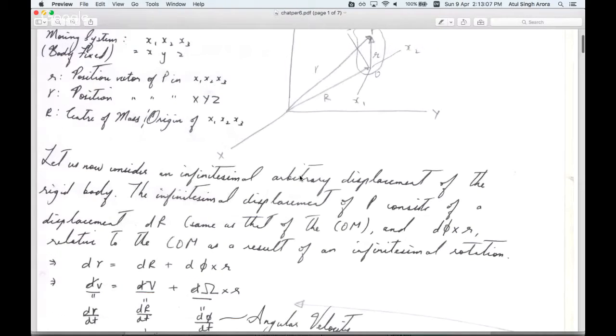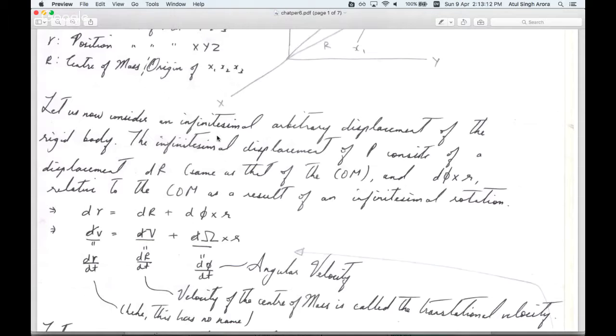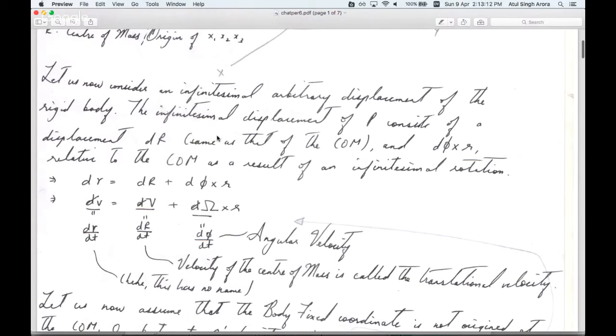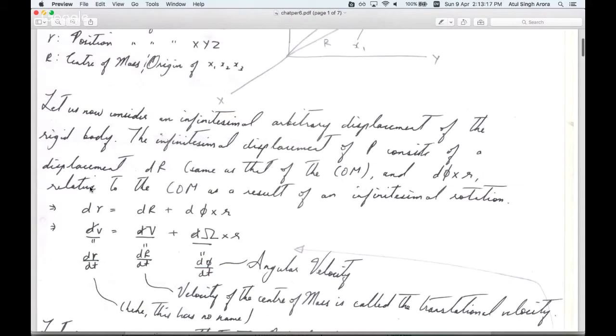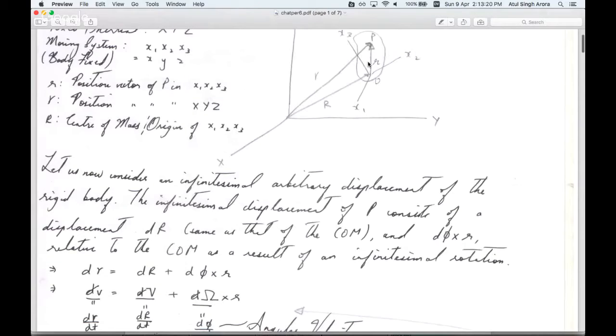Okay, so now let us consider an infinitesimal arbitrary displacement of the rigid body. And when we do that, we can write it as dr. So this is how these vectors are related. So we already know that you can write small r as capital R plus this small r. But when you want to write the change in r, that will be given by a change in dR plus a rotation, which is the change in this small r, because it's a rigid body. So the only possible change in small r will be given by a rotation.